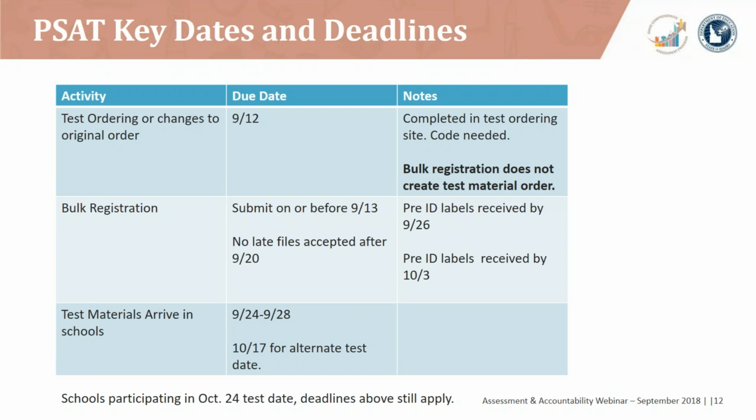The final block, I'll just go back to the key dates one more time. The materials will arrive in your schools, and again, that's the site-based component, that all the test materials will arrive in the schools themselves, and those are your dates for that. If you are participating in that alternate test date, they'll arrive a little bit later, mid-October. So another note there is if you're doing the 24th test date, the deadlines above for registration and test ordering still apply.